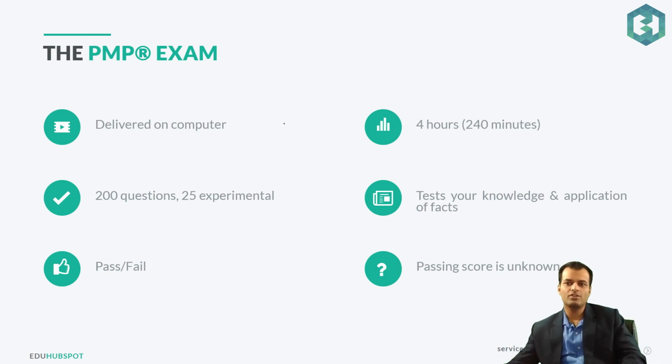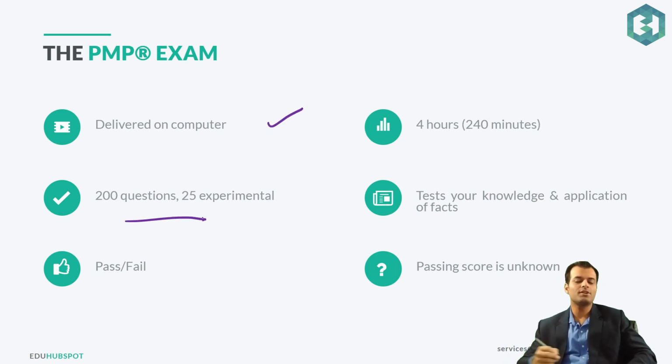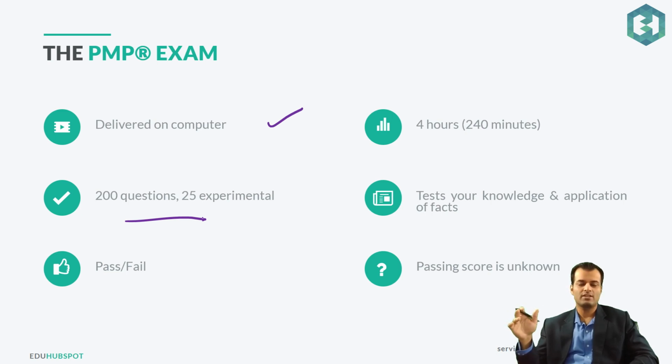You will get 200 questions. Out of those 200 questions, 25 are experimental questions. What I mean by that is that PMI's main focus is to make sure that you are judged on the other 175 questions. You won't be tested on these 25 questions, but they want to know how you perform on them, so that in future they may add them as real exam questions.